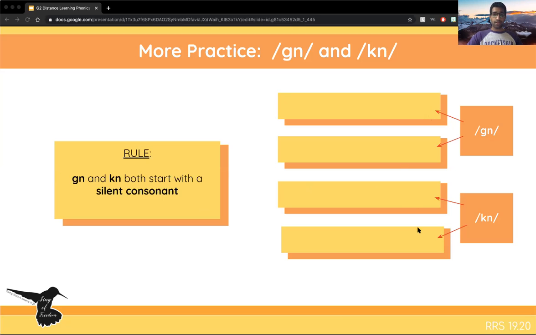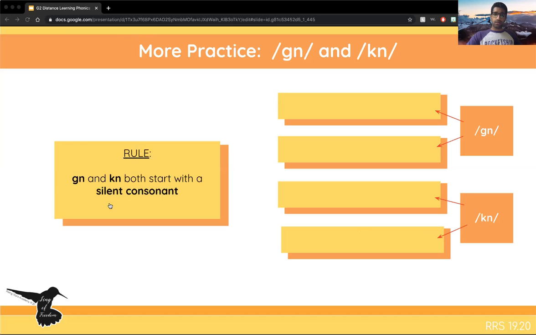And now your third and fourth word, kneel. Kneel. And your fourth word is knife. Knife. Make sure that you're using your spelling pattern KN for those 2. Kneel and knife. Pause the video if you need some more time. Let's get right into going over these words.